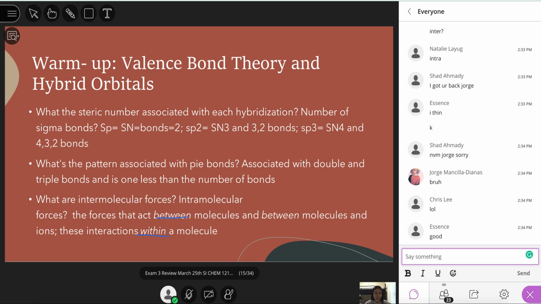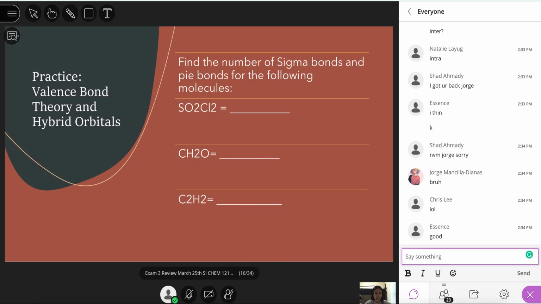Look at that. Okay, once we've got that, let's find the sigma and pi bonds for the following molecules: SO2Cl, and I'll just draw it like that in case you want to see it in a different way. Anyways, how many sigma and pi bonds do we have from that? So let's draw it out first, right? SO.